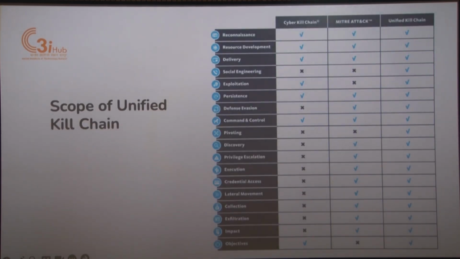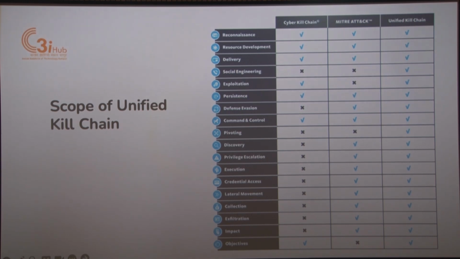Okay. So we saw this unified kill chain. Now we will see the scope of this unified kill chain over the cyber kill chain, LMCKC, and MITRE ATT&CK. We discussed yesterday what stages are there in the cyber kill chain, what are there in the MITRE ATT&CK, and what is not there out of this. You can see 18 attack stages.